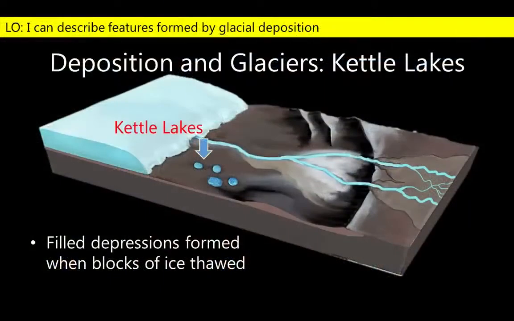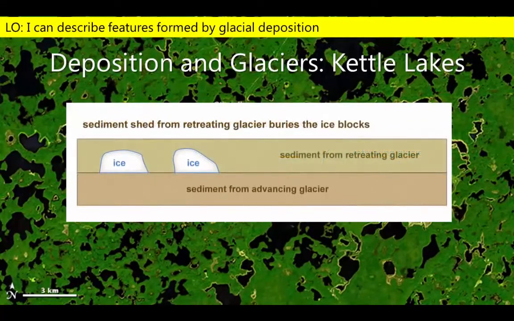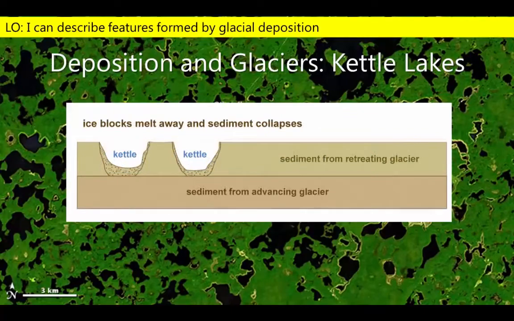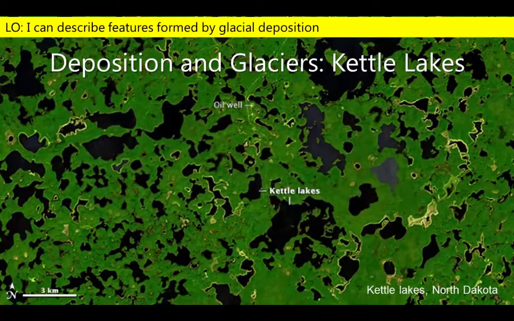Behind the moraines, we also find hundreds of small lakes known as kettle lakes. Kettle lakes form when blocks of ice break off a retreating glacier and are subsequently buried. The ice gradually melts, forming a depression in the glacial sediment known as a kettle. These low areas may then be partially filled to form a lake, just like these kettle lakes in North Dakota.